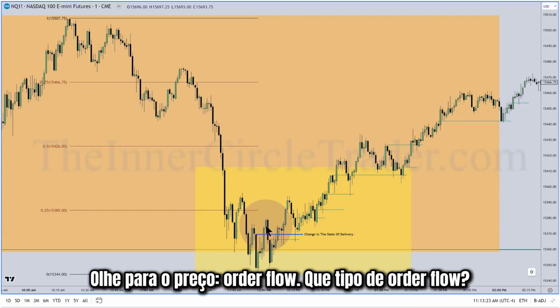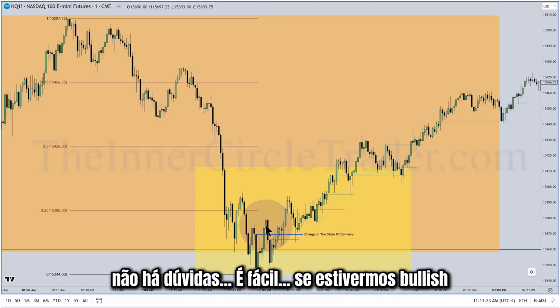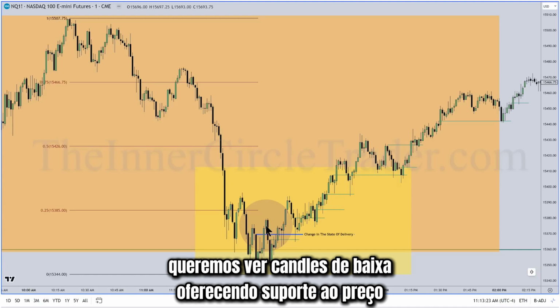Look at price. Order flow. What kind of order flow? Institutional order flow. Easiest, right to the chase, no bones about it. Easiest thing is if we're bullish, we want to see down close candles support price.